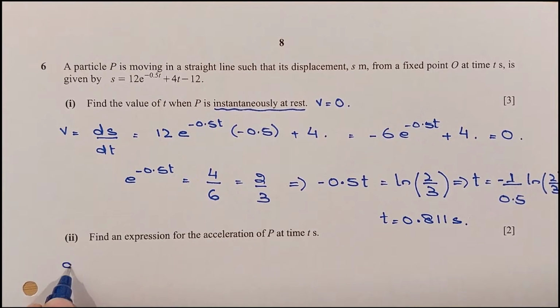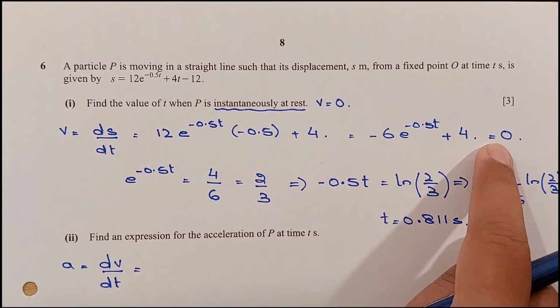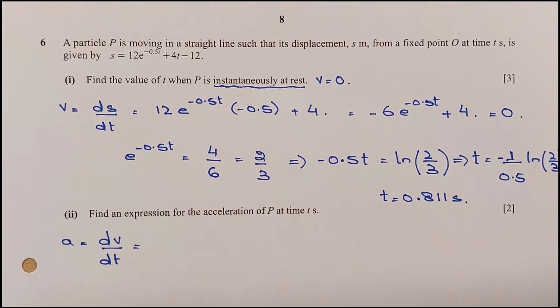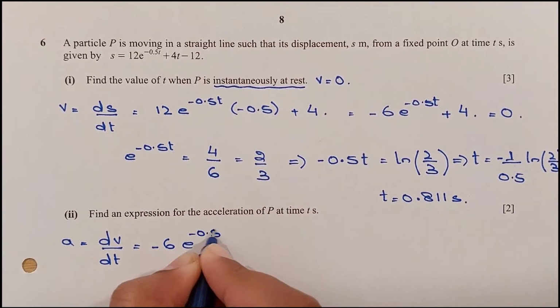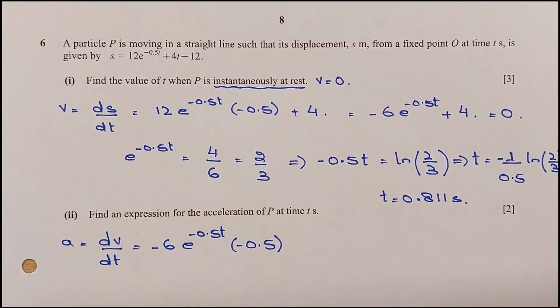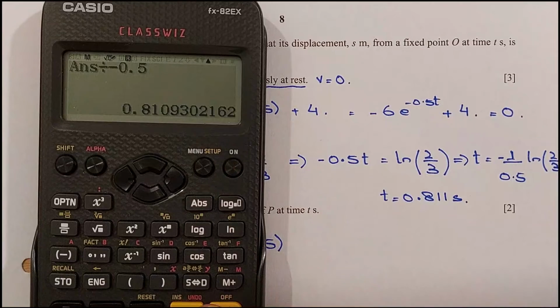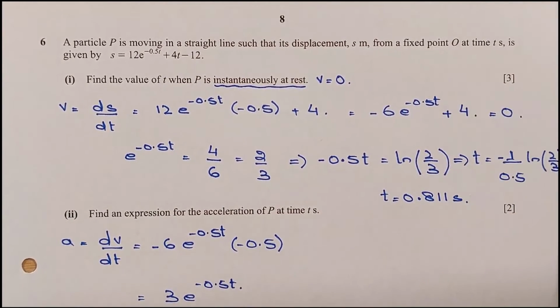Now for the second part, find an expression for the acceleration of the particle at time t seconds. So the acceleration is the derivative of velocity with respect to time. So this is the velocity, and now we have to differentiate it again, right? So minus 6 is outside, e power minus 0.5t into minus 0.5. This is the derivative, and now 6 times 0.5, negative times negative is positive. This is equal to 3 e power negative 0.5t, right?